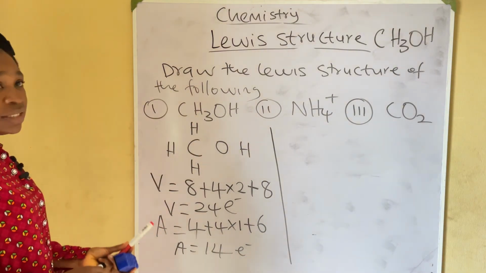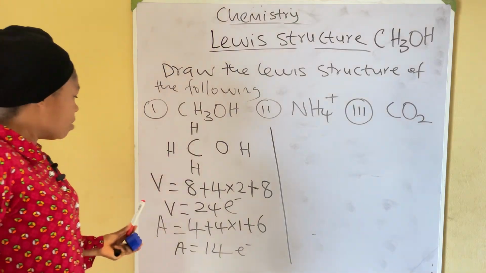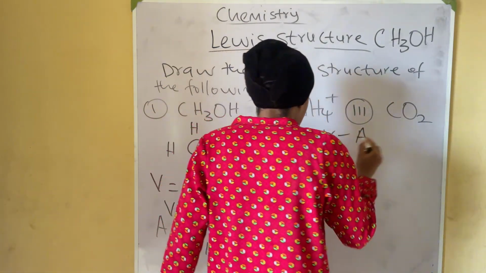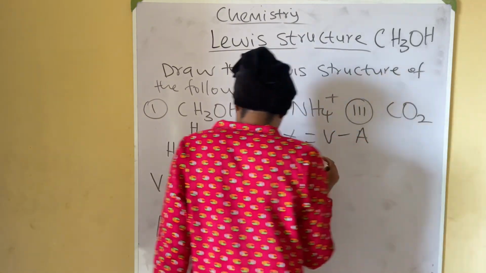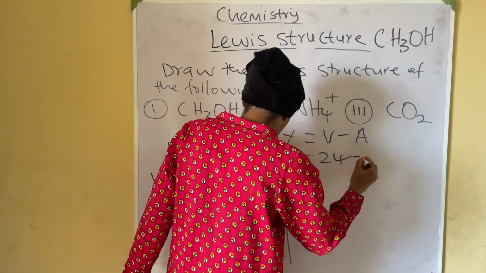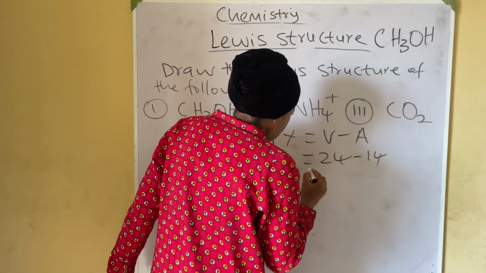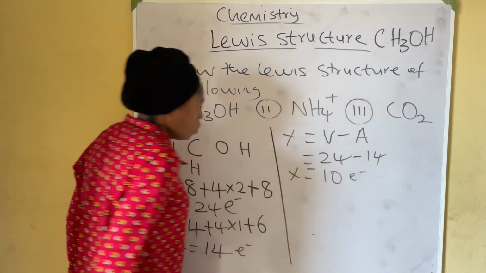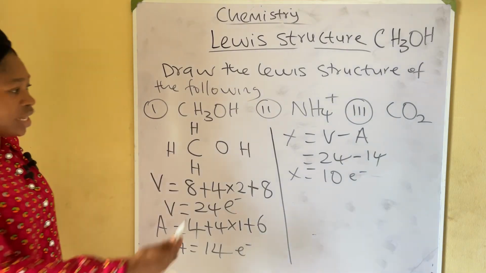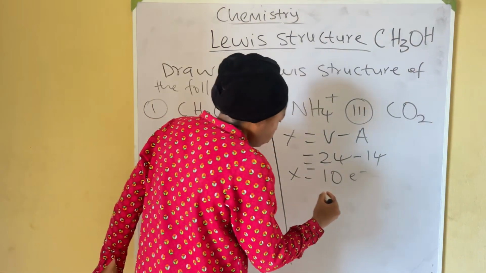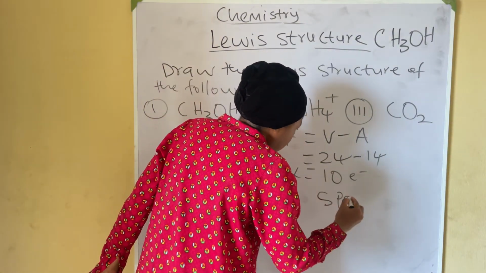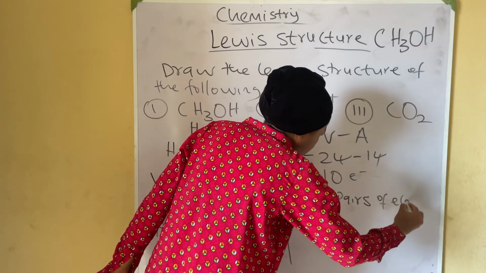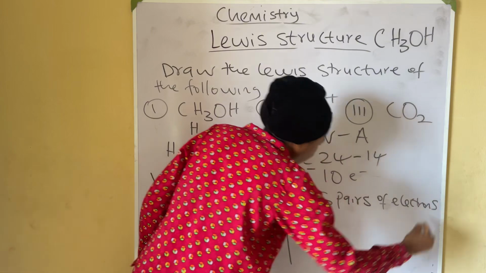Okay, let's look at our X, the shared electron. Remember, we use the relationship. X is what? V minus what? A. Which is what? 24 minus 14 is what? 10 electrons. Then if you want to get it paired, this 10 electrons, if I divide this by 2, it will give me what? 5 pairs of electrons. 5 pairs.